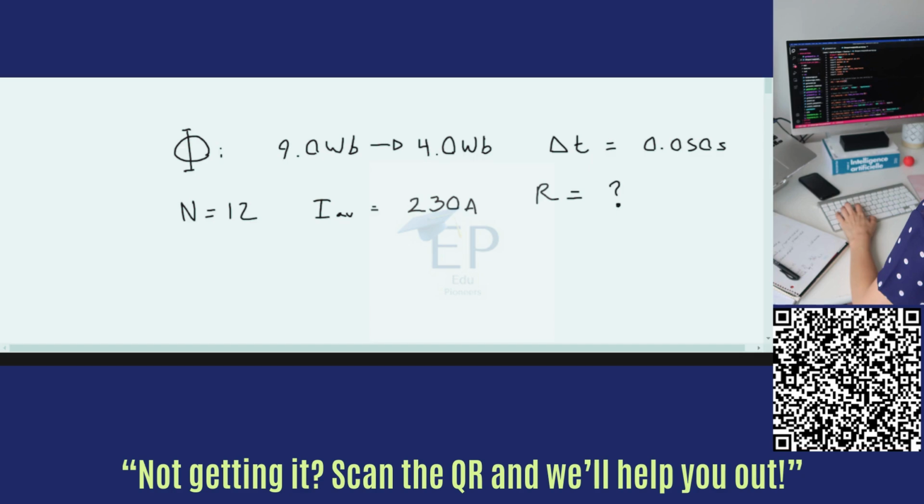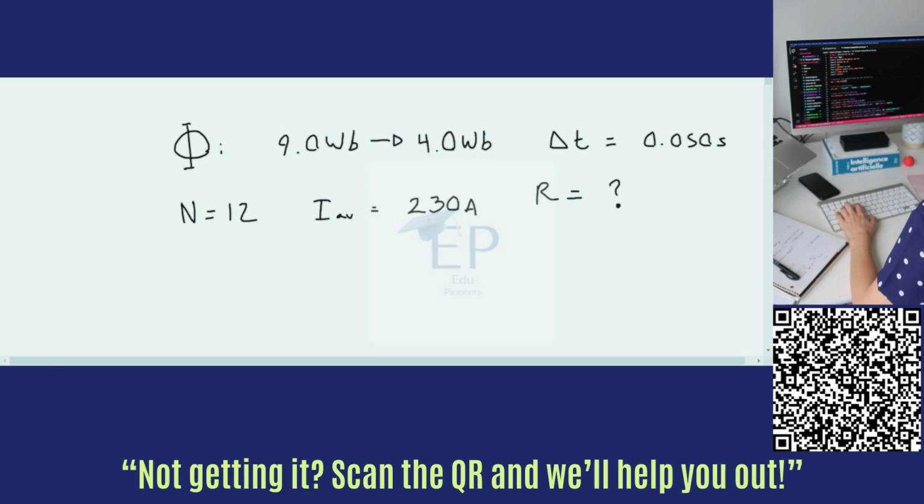In this example, we're given that the magnetic flux through a single coil of our 12 coil wire here changes from 9 Webers to 4 Webers in a time period of 0.05 seconds. And because of this change in flux, there is an induced EMF, and similarly, there is an induced current because of that induced EMF. What we want to figure out is, given that we know what current gets induced, we want to find the resistance of our wire.